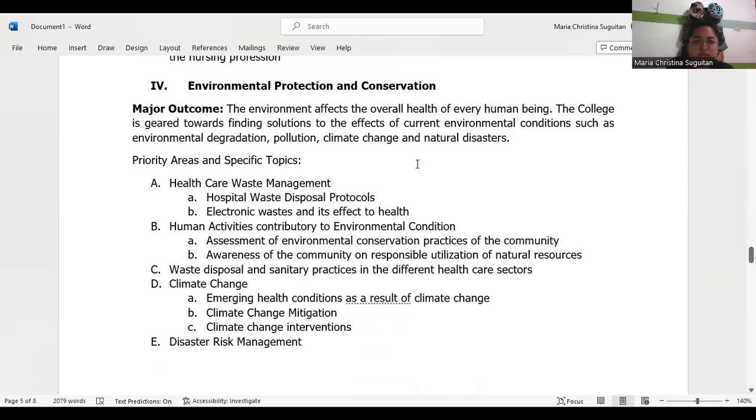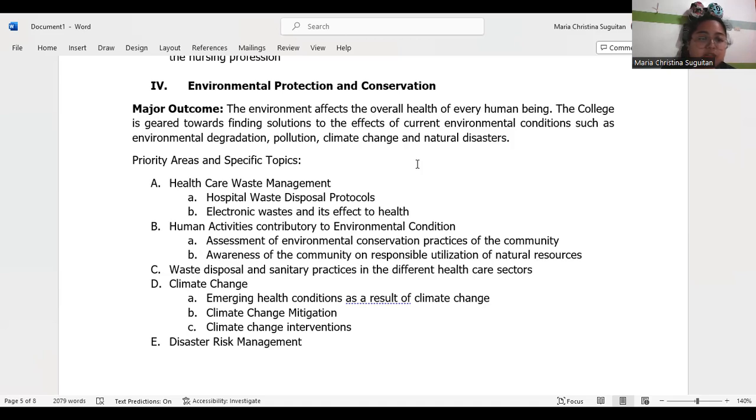Part ba ng nursing yan? Yes. Di ba sabi ko sa inyo, community. Okay? I'm teaching community so I can correlate it. Di ba? Sabi ko nga, when it comes to community, that's part of your population. The environment affects the overall health of every human being. So the college is geared towards finding solutions to the effects of current environmental conditions such as environmental degradation, pollution, climate change, and natural disasters.